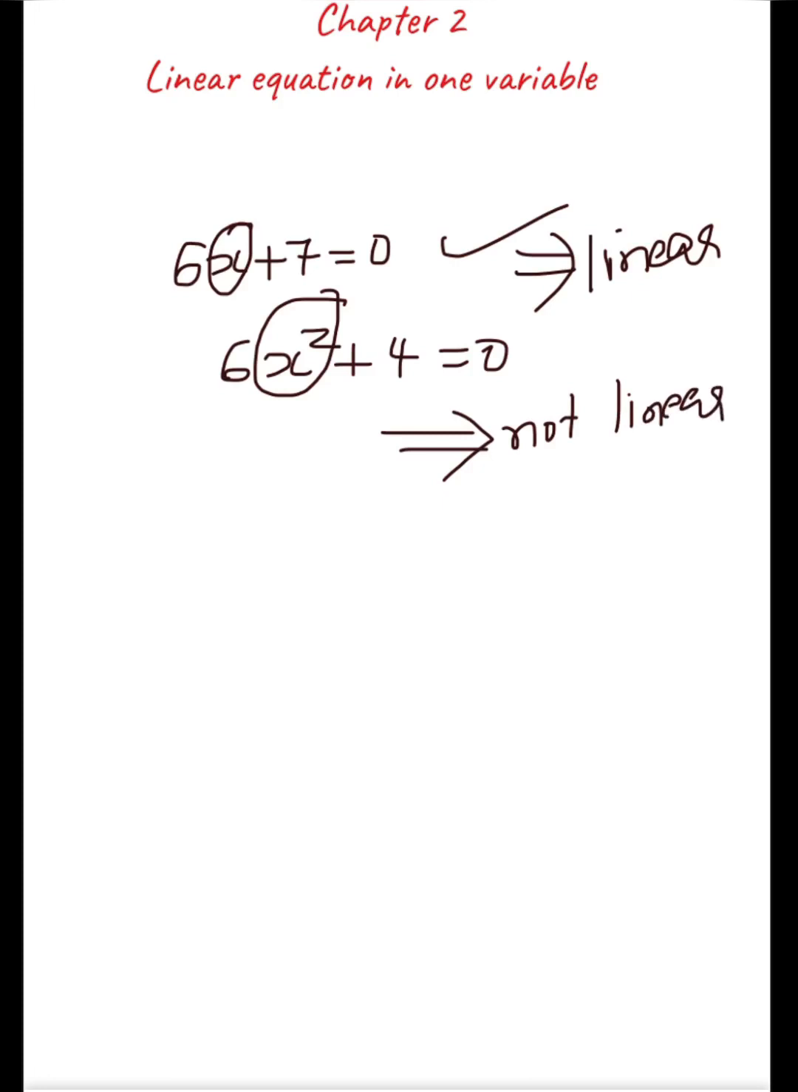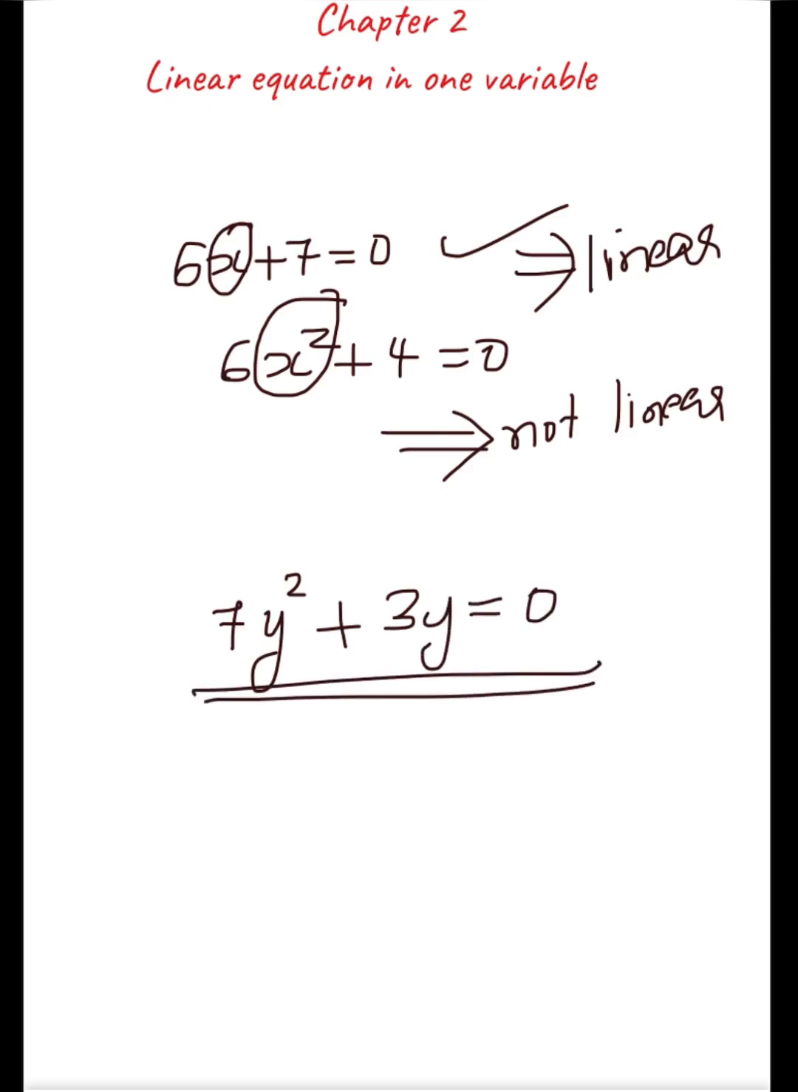Understood? Now I shall say 7y square plus 3y equals 0. Okay. So here you can see that this is an equation in one variable. Why? Because here only one variable is present. But this is not a linear equation in one variable. Okay. This is not a linear equation in one variable.